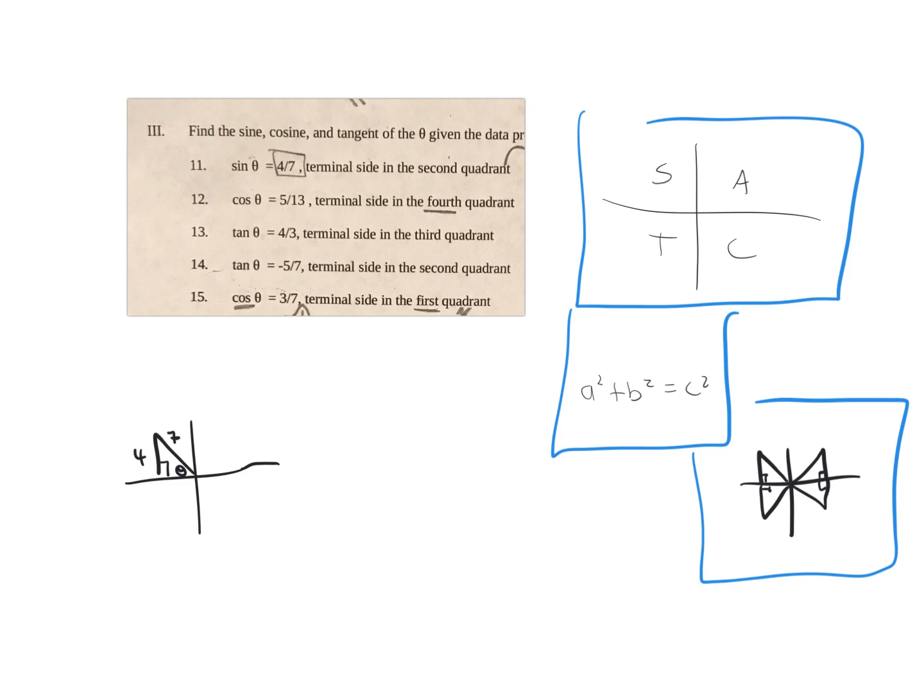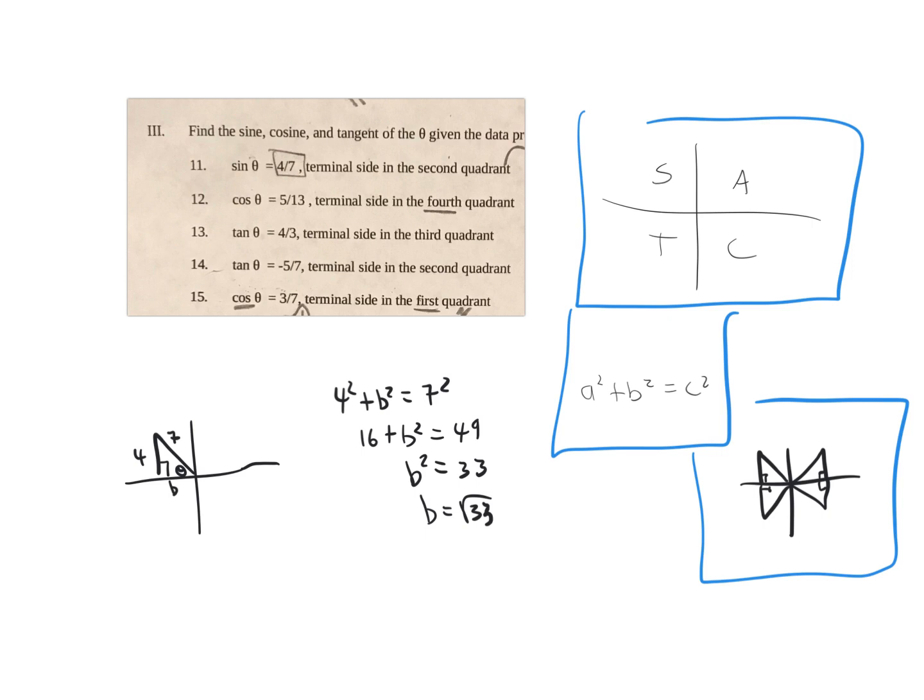Now, in order to figure out the sine, cosine, and tangent, you're going to need the other side length, right? And that's where the Pythagorean theorem would come into play. It would be 4 squared, let's call this b, 4 squared plus b squared equals 7 squared. That's going to be 16 plus b squared equals 49. And that's going to be b squared equals 49 minus 16, which is 33. So b is going to be radical 33.